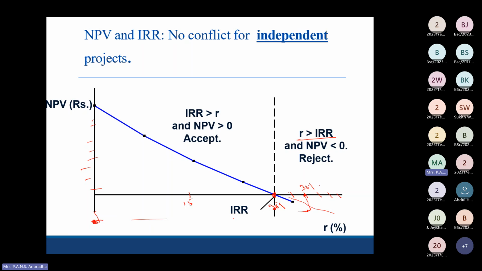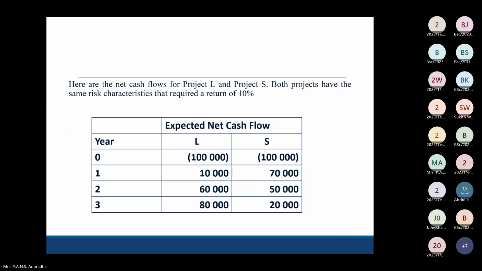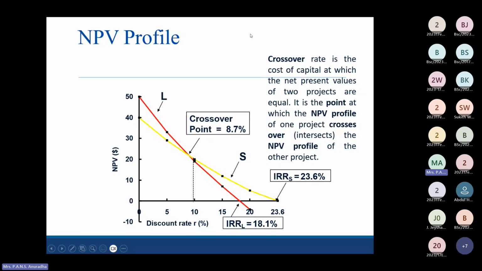Right? So no conflict. When the IRR is greater than the cost of capital, no conflict between the NPV and IRR criteria. And also when the cost of capital is greater than the IRR, no conflict between the NPV and IRR. So there is no issue for an independent type project. But now we are coming to this diagram for the mutually exclusive project. Sorry, these are independent.